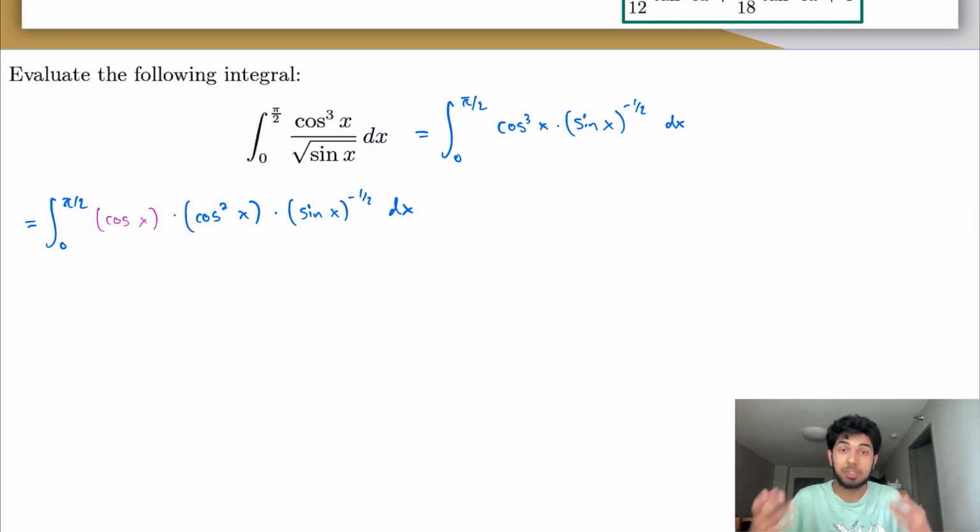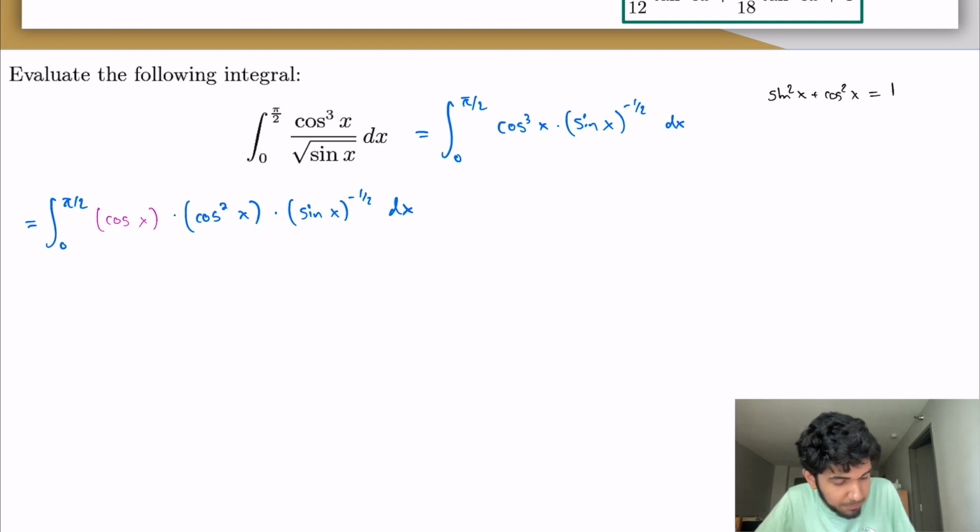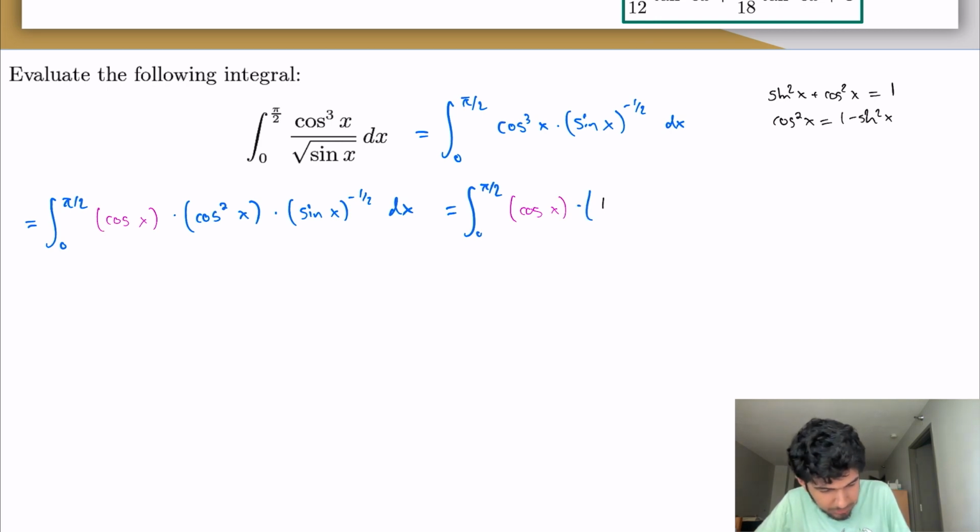Now we want to convert the rest of the cosines into sines. In order to do that, we'll leverage the fact that sine squared of x plus cosine squared of x equals 1, so that means cosine squared of x equals 1 minus sine squared of x. So let's do that substitution. This will equal the integral from 0 to pi over 2 of cosine of x, which we'll still save, times, we'll substitute that 1 minus sine squared of x back in, and we still have that sine of x to the negative 1/2 power.